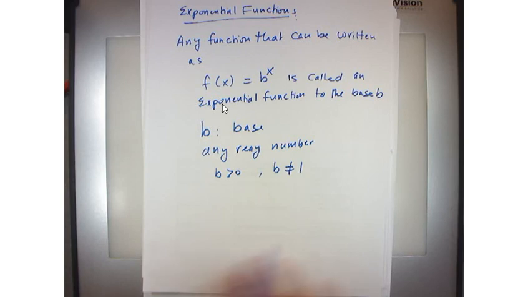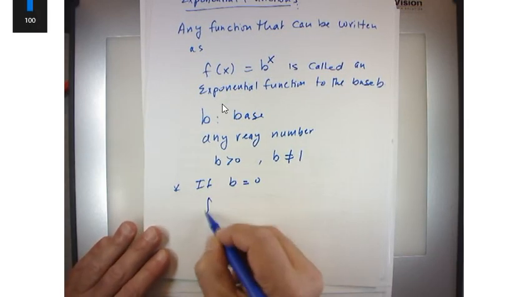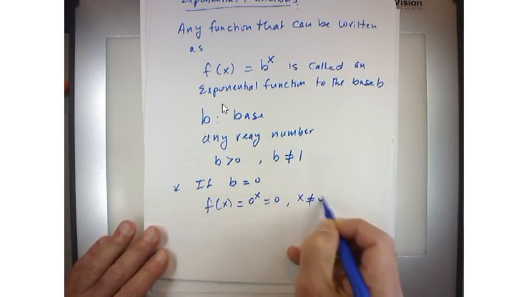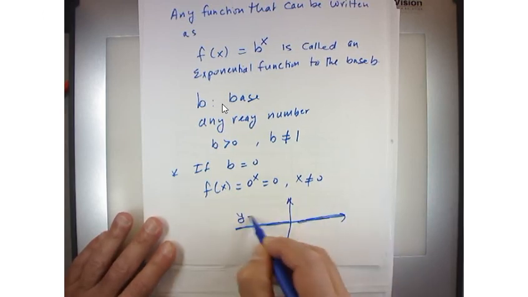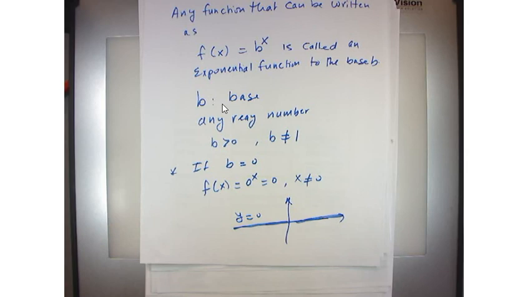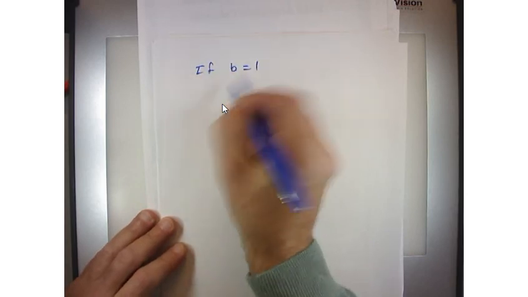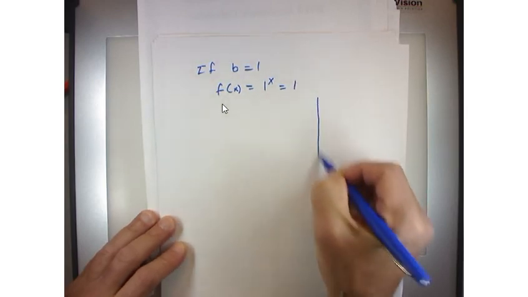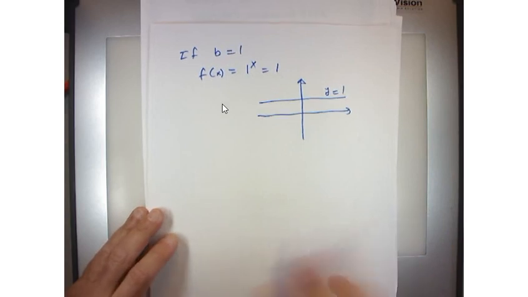If the base is 0, then you have f of x equals 0 to the x, which is 0 as long as x is not 0, and you end up with the x-axis, y equals 0. There's nothing exponential about the x-axis. If you have a base of 1, f of x is 1 to any power, which is 1. Again, there is nothing exponential about the line y equals 1. It's just a horizontal line.